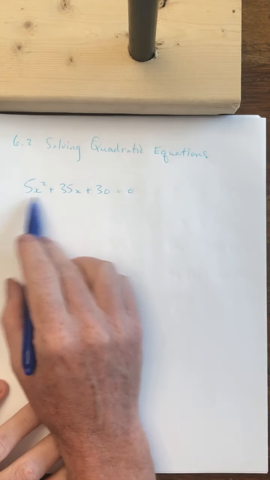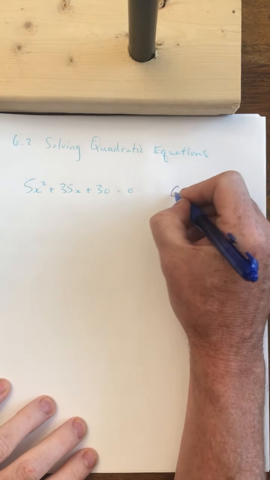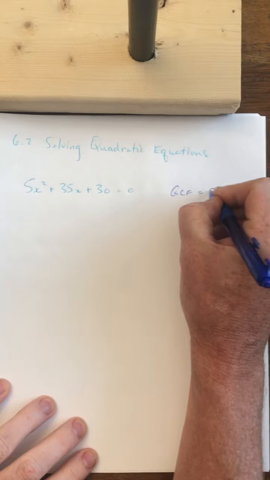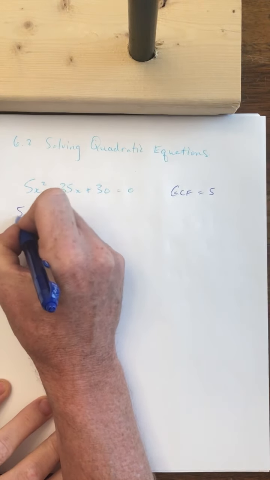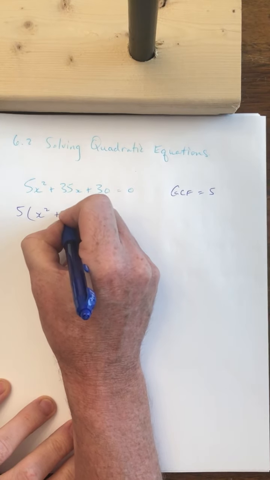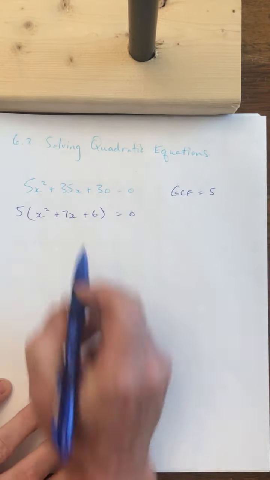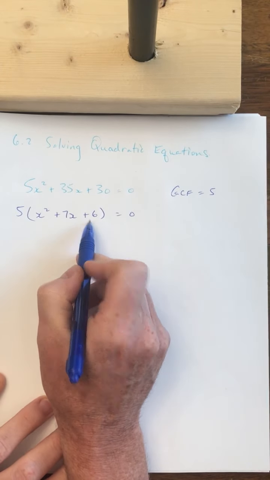So we have an equation here. Let's factor it out. First step is always, is there a greatest common factor? In this case, yes, there is. It's 5. So when we divide this all up by 5, we get x squared plus 7x plus 6. We can then factor this.